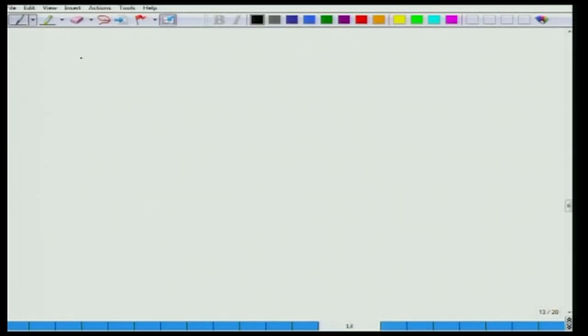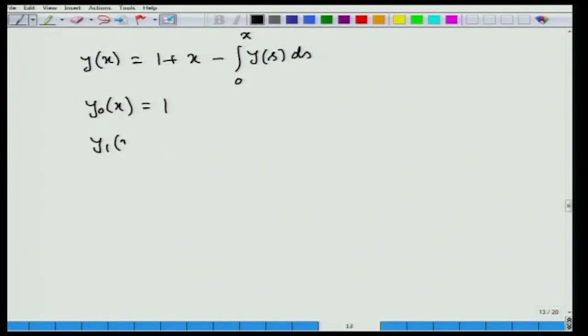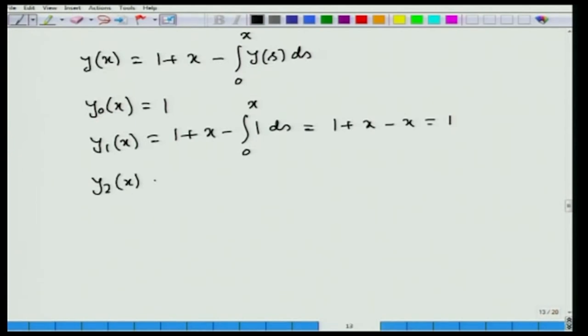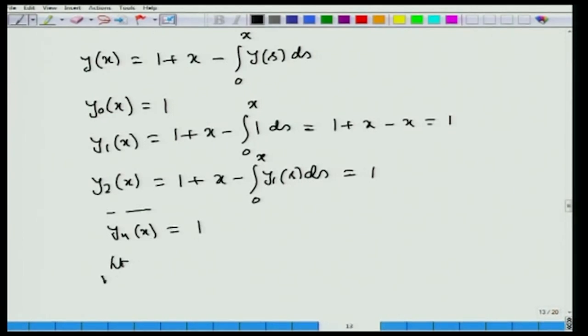If we just try to solve this problem, y(x) = 1 + x - ∫ from 0 to x of y(s) ds, with the assumption y0(x) = 1, you can see that y1(x) comes out to be 1 + x - ∫ from 0 to x of 1 ds. So, that means 1 + x - x, which is equal to 1. Similarly, y2(x) = 1 + x - ∫ from 0 to x of y1(s) ds. So, this is exactly equal to 1. So, clearly you can see in this way yn(x) is equal to 1, and hence the limit as n tends to infinity of yn(x) is equal to 1.